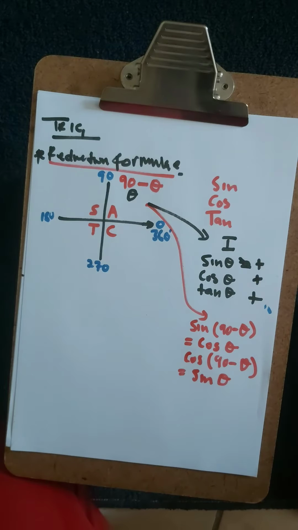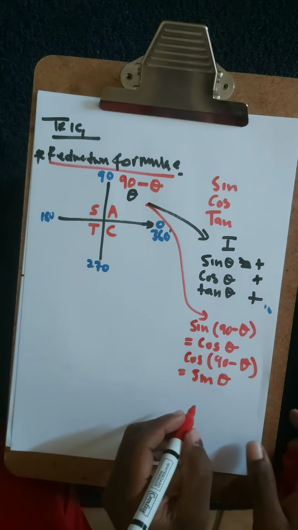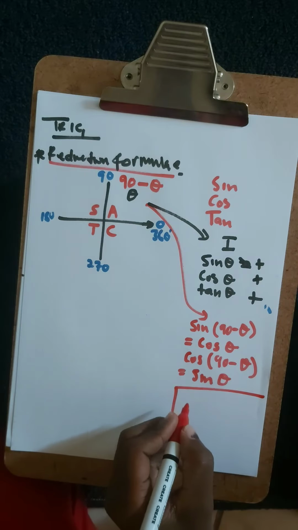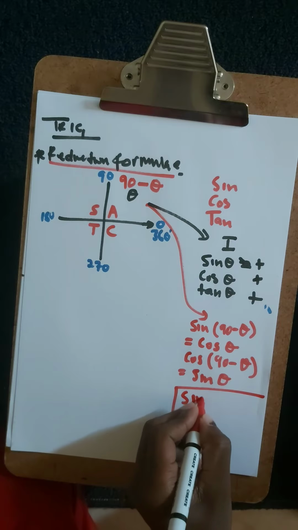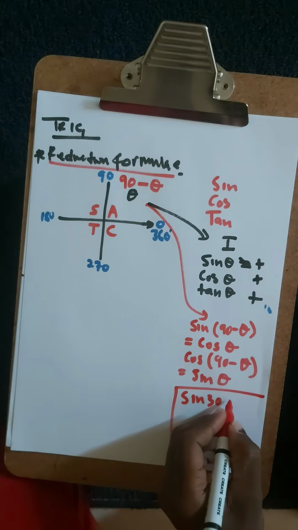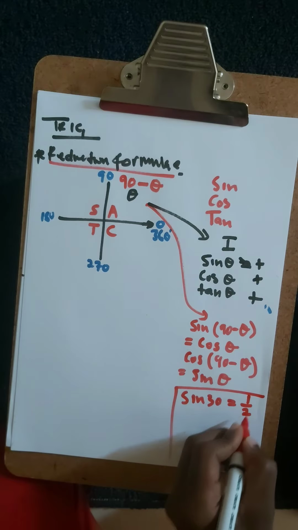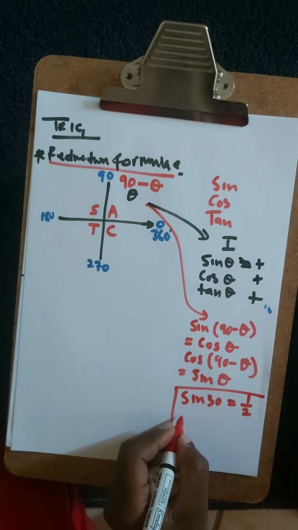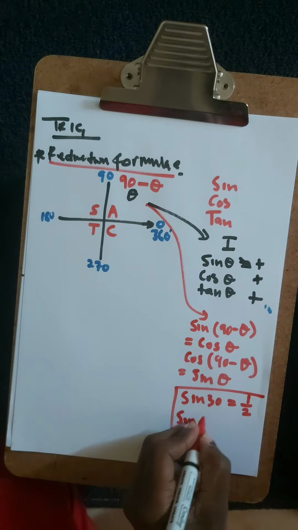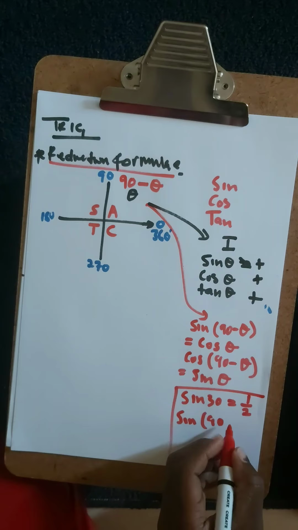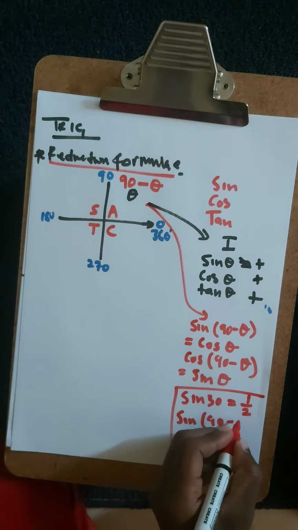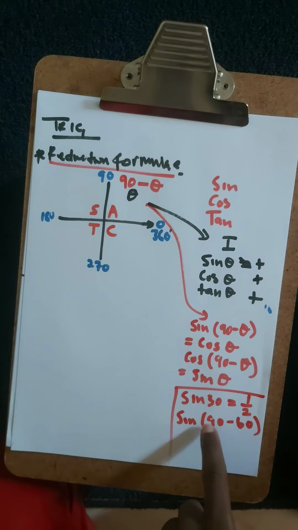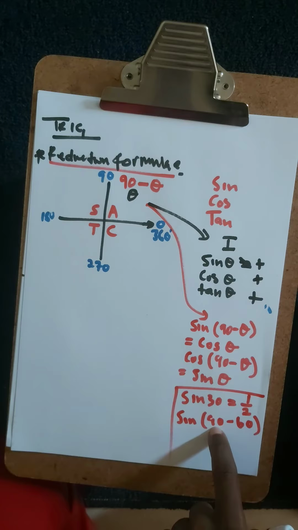Remember, you can check this with your calculator. Let's say for example I say sine of 30. What is sine of 30? Sine of 30, when you punch it on the calculator, gives us 1/2. Then if I reduce this, I can say sine 30 is equal to sine of 90 minus an acute angle, so 90 minus 30 gives 60. Then we said when we see 90 degrees, sine changes to what? To cos.